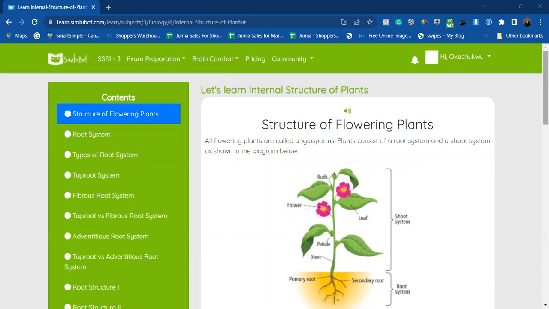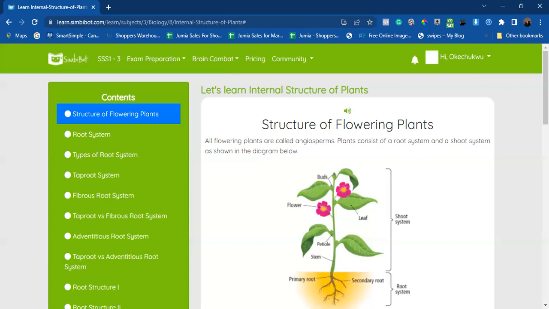Structures of flowering plants. When we started the biology class, I gave us the 5 kingdom classifications, where we listed out all the 5 kingdoms that we have, ranging from protista, fungi, plants, animals, and all of that. So today we will be looking at the plant kingdom, or what we know as kingdom Plantae.